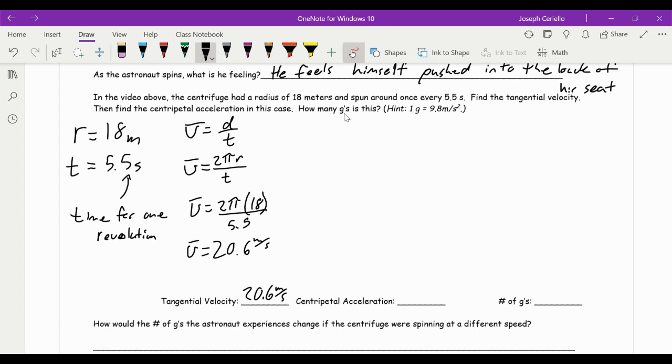The next one we have to find is the centripetal acceleration. a_c equals v squared over r. That's the only equation to find it, unless we have the centripetal force and the mass, which we don't. So the centripetal acceleration is equal to 20.6 squared over 18. So 20.6 times 20.6 divided by 18. And we get 23.6 meters per second squared.